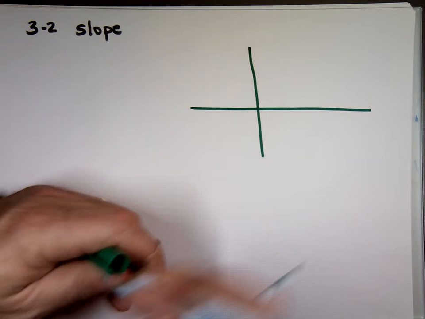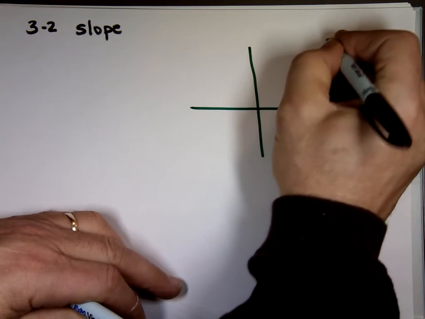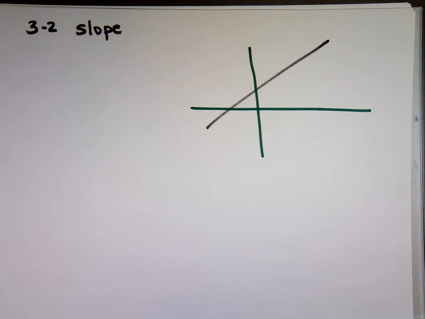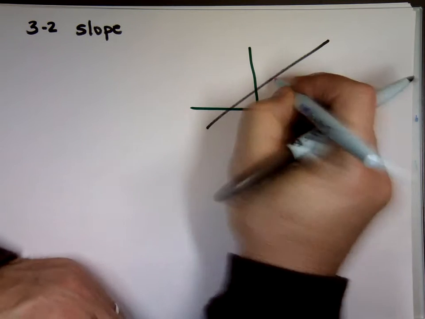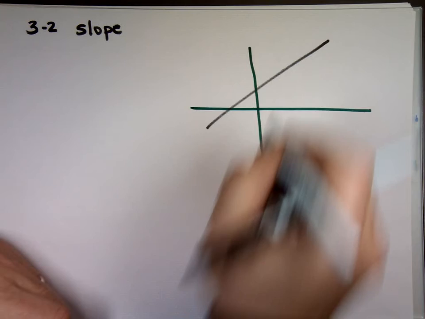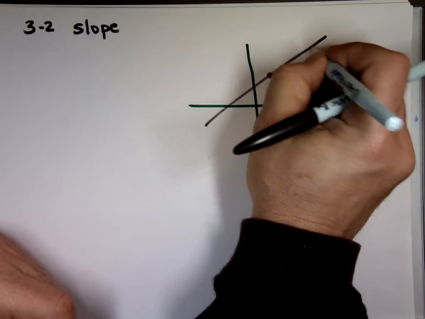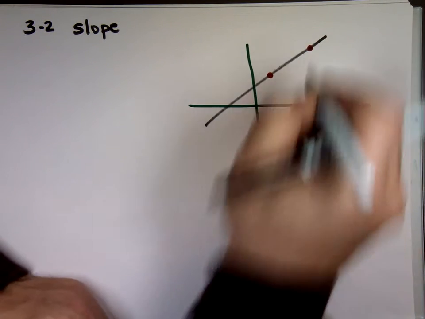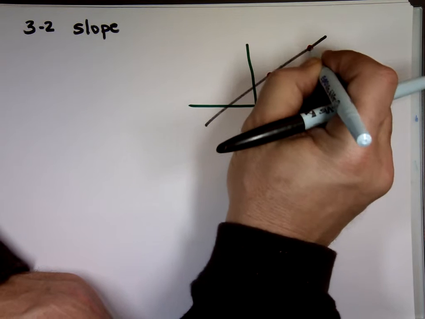Let's say we have a line. Now I want to find the slope of that line. I'm going to take 2 points on the line. Doesn't really matter what 2 points. Make a triangle.